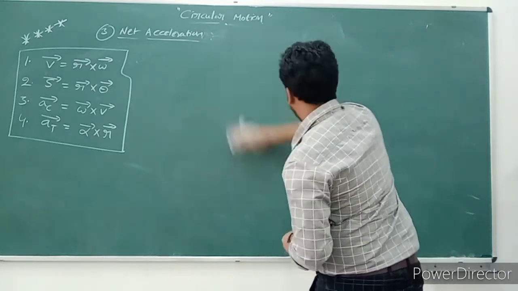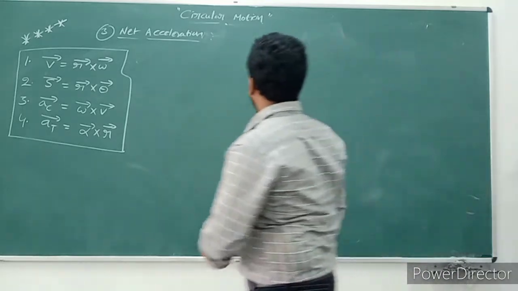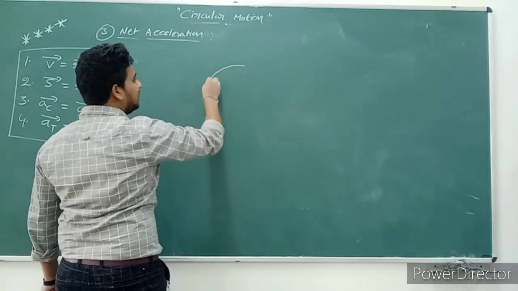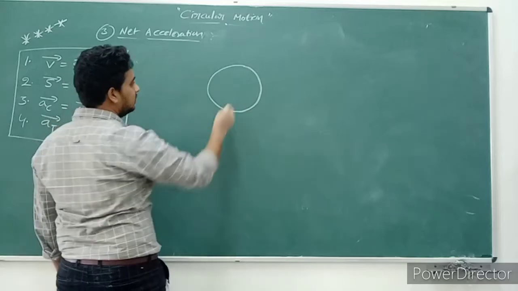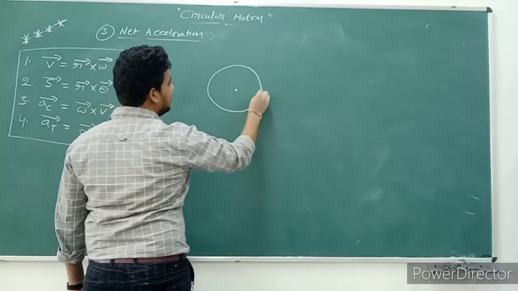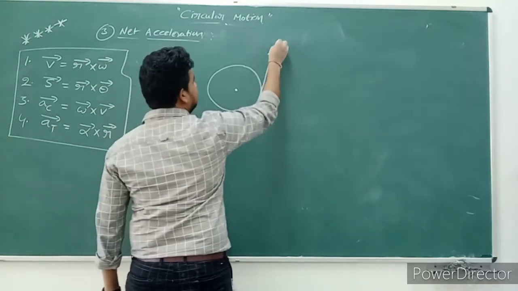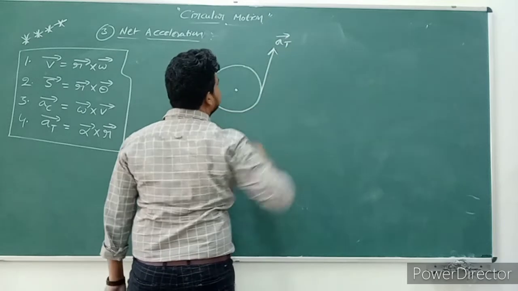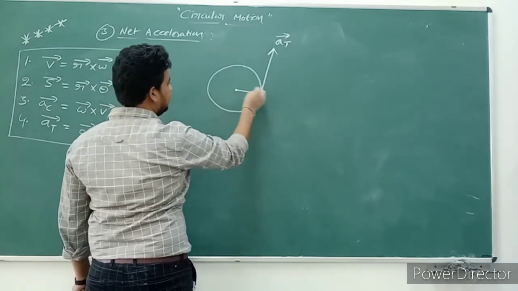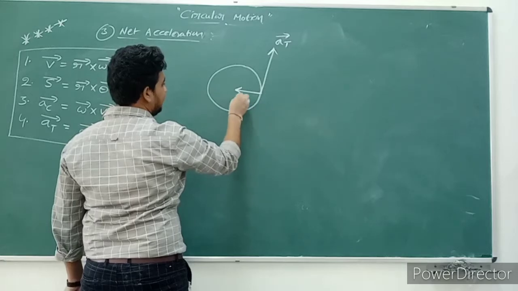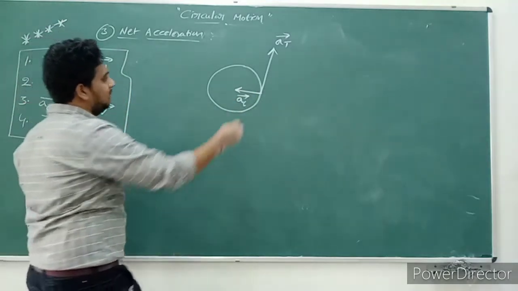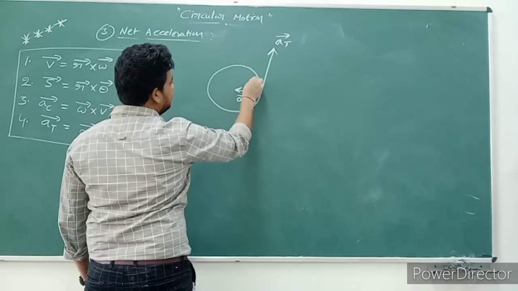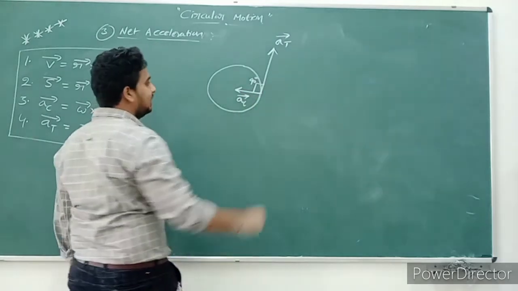In a circle, observe carefully. We are taking a circle, and this is the center. How do we indicate tangential acceleration? This is the tangential acceleration direction. This is the centripetal acceleration direction. The angle between these two is 90 degrees. What about net acceleration?